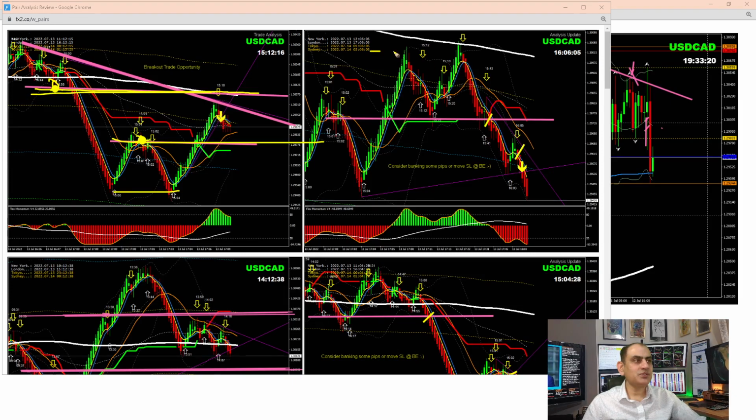You can see the price refused to break this one, the 200 EMA, and then a beautiful breakout. After the breakout, pullback, bank some profit. You can see amazing, as soon as the price hit the profit target. So you can see, guys, how we manage and bank some profit.